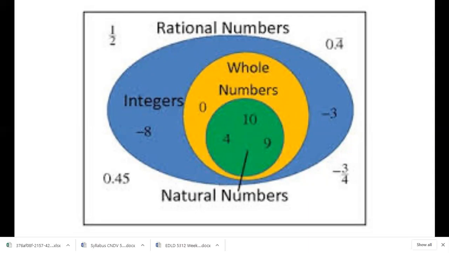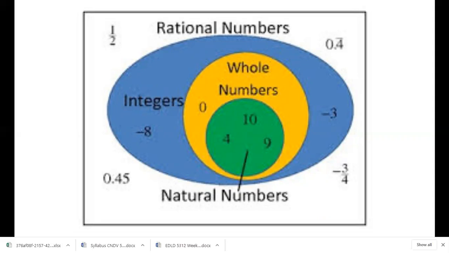Now, if I look at the blue section, those are the integers. Integers, remember, are going to be the whole numbers plus their negative opposites. So negative 8 falls perfectly in the integers section because it doesn't fit in the whole numbers, okay? But if it fits in integers, it automatically is a rational number as well, because as you can see, all of these numbers that we're talking about fall under rational. And I already gave you that hint earlier. I'm going to give it to you again.